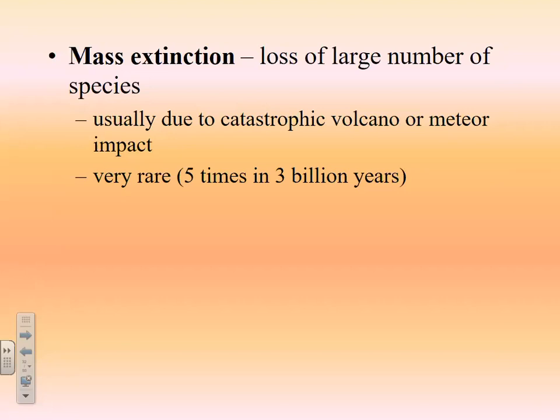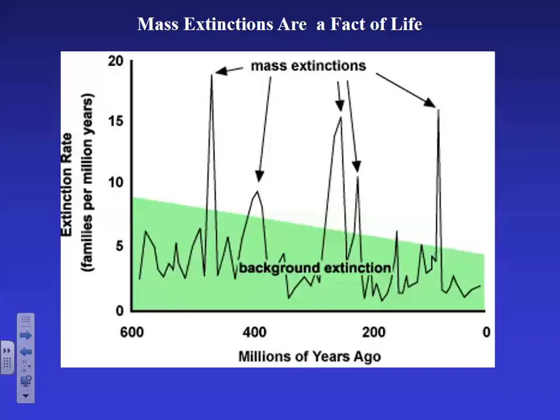And a lot of scientists are saying that we're living in a mass extinction right now because of the rate of species lost, not because of an asteroid, but because of humans and what humans are doing to the planet. So usually it's due to a catastrophic volcano or meteor impact, like I said, 5 to 6 times in the past 3 billion years, depending on who you ask. The current rate of extinction, we'll get to that in a second. A lot of people say that maybe we're in the midst of a mass extinction right now.